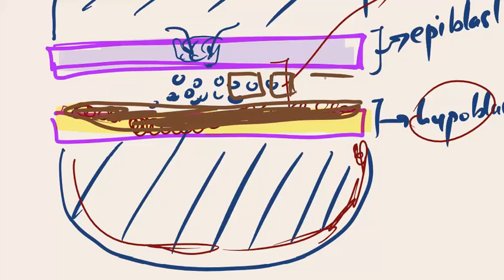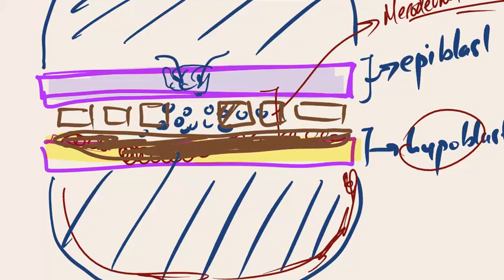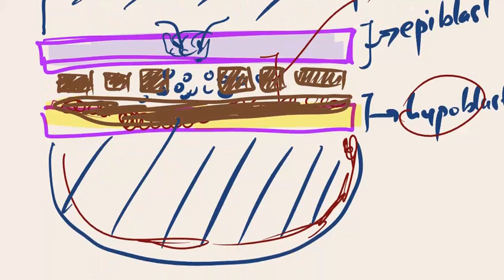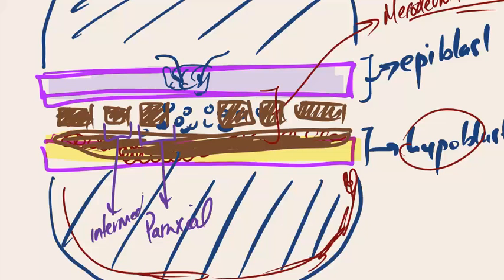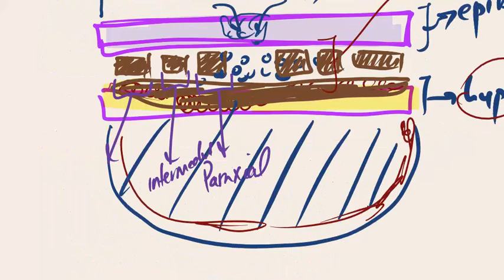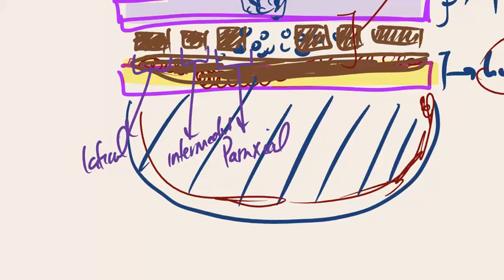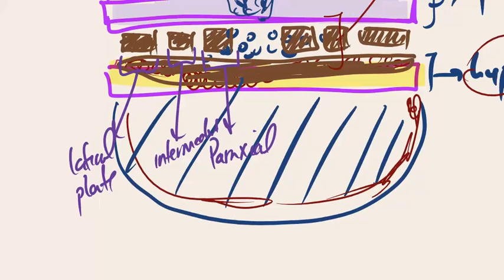And we said there were three major mesodermal tissues. What were those three major mesodermal tissues? Paraxial. Okay, so we got paraxial. All right, so this is paraxial, right? Then we got the intermediate. And then we have the lateral plate. Right? Okay.